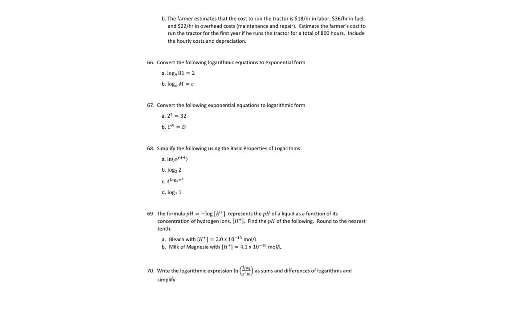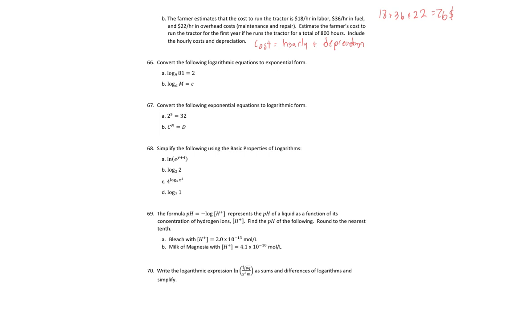So now it tells us that to run the tractor, it's $18 an hour in labor, $36 in fuel, and $22 in overhead costs. Now figure out the cost to run that tractor for the first year if we use it for 800 hours. Include the hourly cost and depreciation. So I'll say our cost is going to be our hourly plus our depreciation. For our hourly, I'm going to just add up 18 plus 36 plus 22, which is going to be $76 per hour.